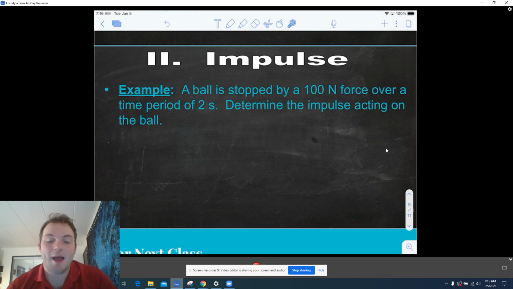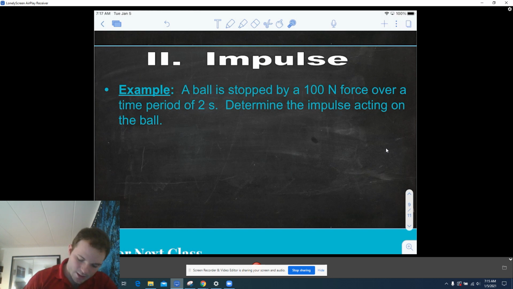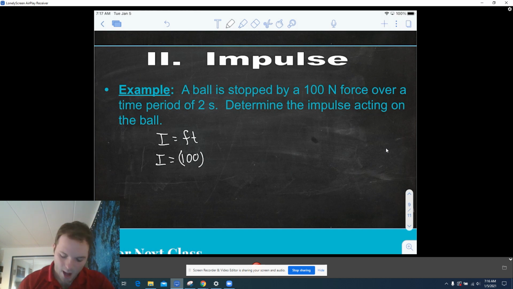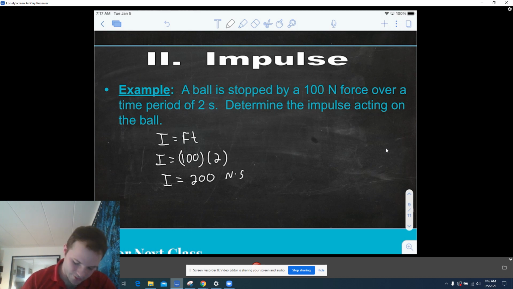All right, let's try out the equation. A ball is stopped by a 100 newton force over a time period of 2 seconds. Determine the impulse. Okay, so here we have impulse is equal to force times time. Impulse, we don't know. Force, we got to remember is in newtons. I should probably write this as a capital F. There we go. And then time was 2 seconds. So the impulse is going to be 200 newton seconds.